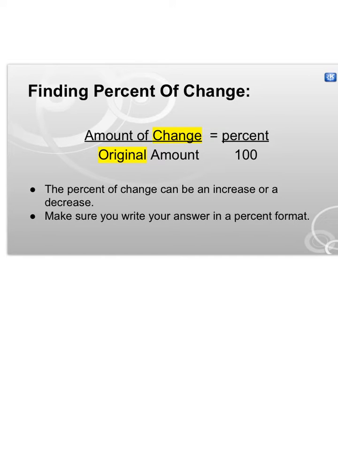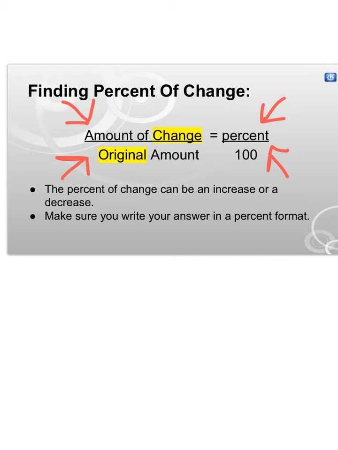So here are the notes that I gave you, and notice we're still using our percent proportion as our format. So we have the amount of change as our numerator over the original amount equals the percent over 100. Now the percent of change can either be an increase or a decrease. You really have to read your problem.